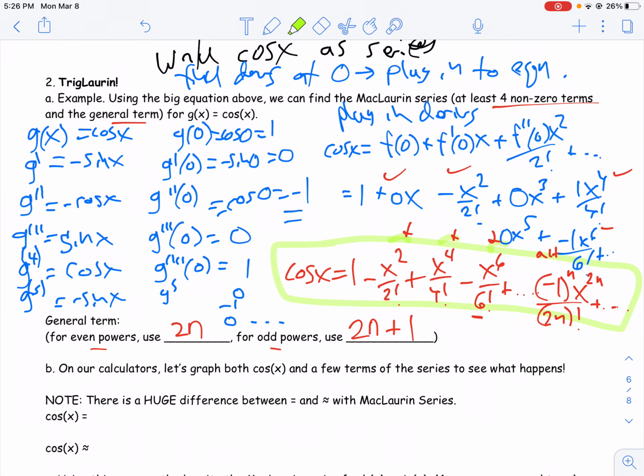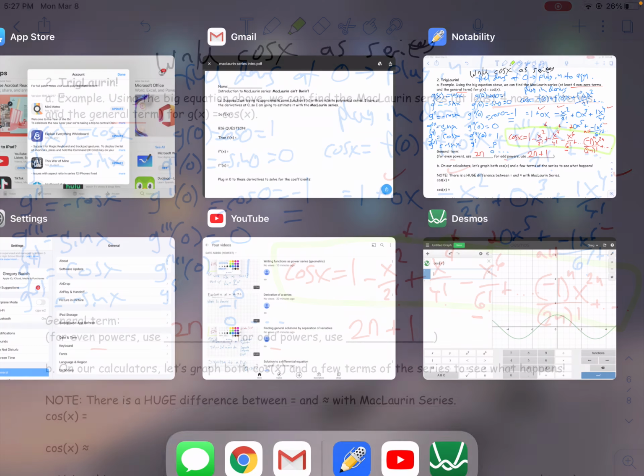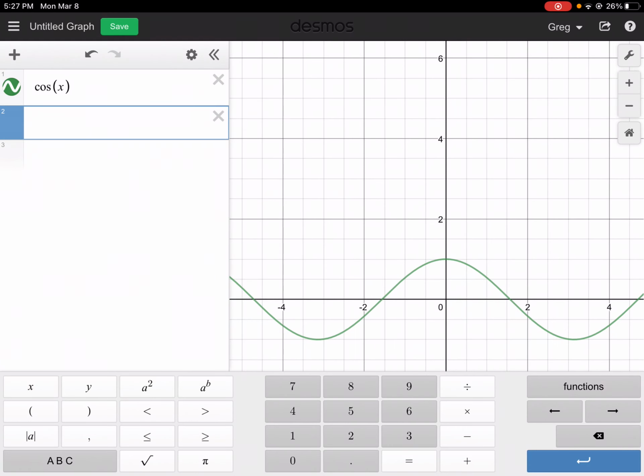Wow. Huge. And again, I want to show you on the calculator what happens if you graph this. So here's cosine, and what you'll see is if you type in more and more terms, it's going to get more and more accurate. So here's x squared over 2 factorial, plus x to the 4th power divided by 4 factorial, which is 24.